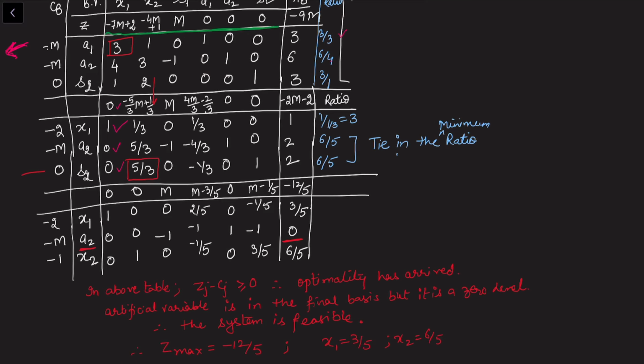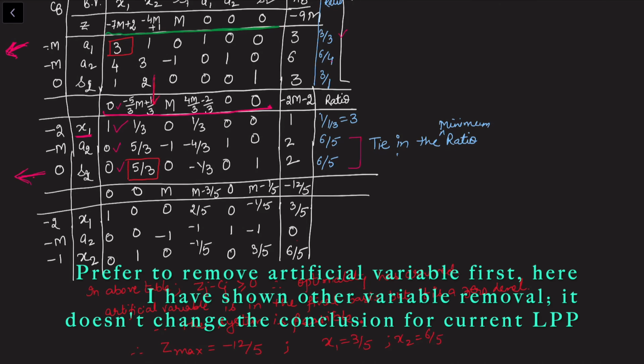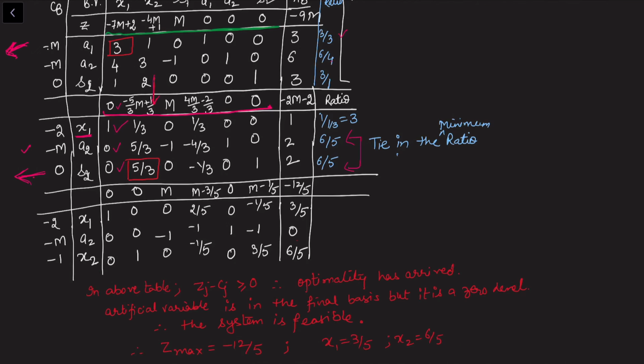Now replace A1 by x1 and keep all other decision variables as basic variables. So we get this table. Now again look at Zj minus Cj. If Zj minus Cj is greater than or equal to 0, it is optimal. If not, find the entering variable. So we have this entering variable and we find the corresponding leaving variable. Now notice that there is a tie in the minimum ratio rule, so you can remove either A1 or S2.